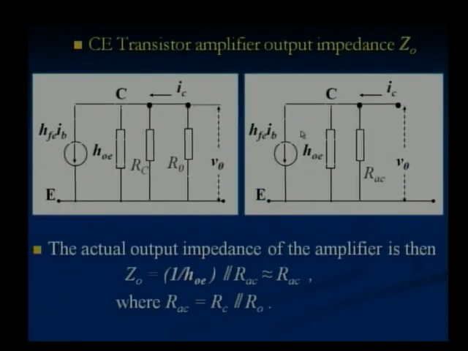So the actual output impedance of the amplifier, Z_O, is 1 upon h_oe in parallel with R_AC. What is R_AC here? I have defined that it is the parallel combination of R_C and R_O. So that is R_AC.